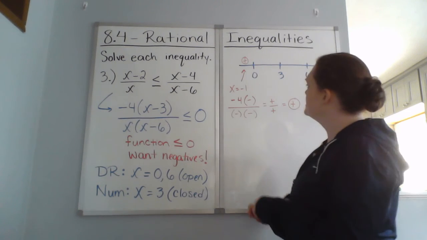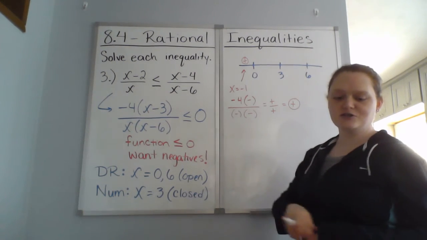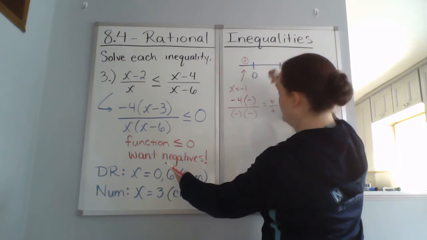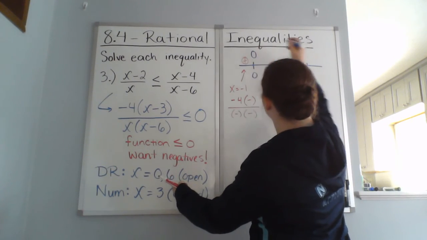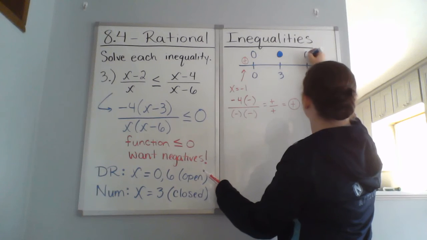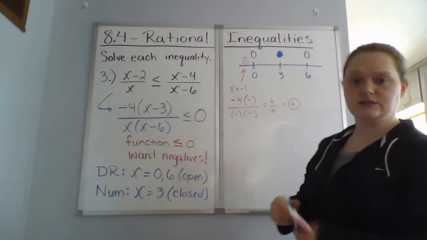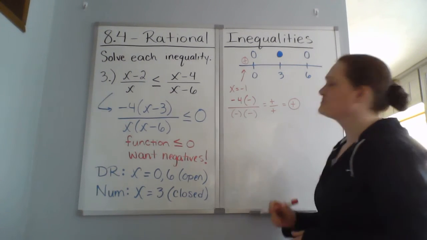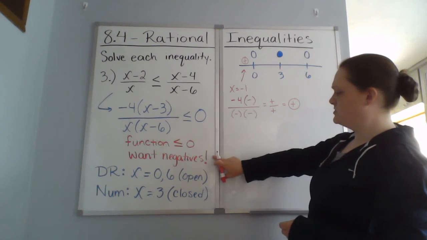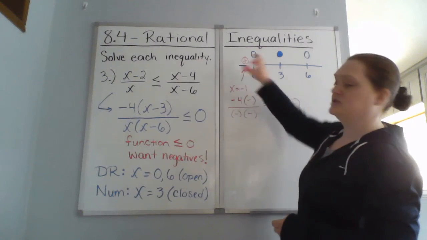You know what I just realized? I forgot to draw my circles. Silly Mara. So let's see, at 0 we've got an open circle, at 3 we've got a closed circle, and at 6 we have an open circle. All right, that's a little bit better. Sorry about that. So we got a positive here. Do we want positives? No, we want negatives, so that section does not work.